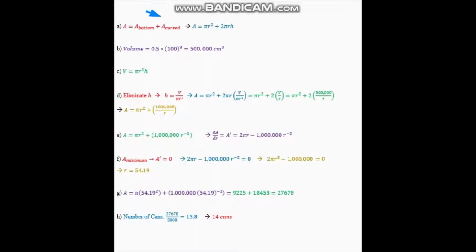So A equals area of the bottom plus area curved, and we know that the bottom area is pi r squared because this is the area of a circle, and the curved area is equal to the perimeter multiplied by the height, so 2 pi r times h.